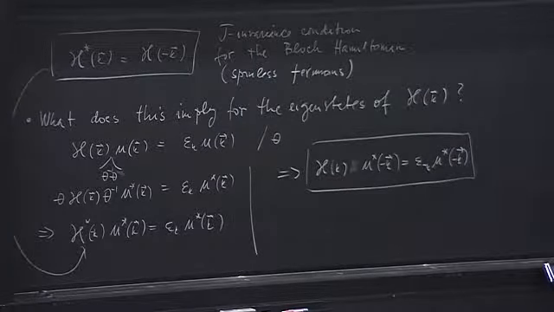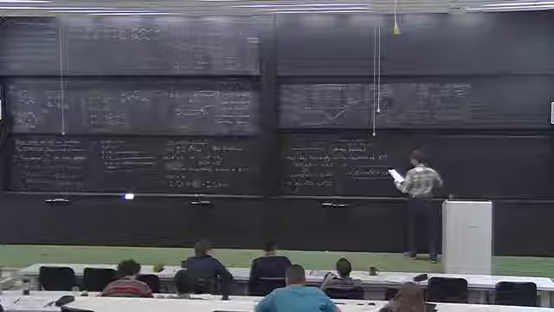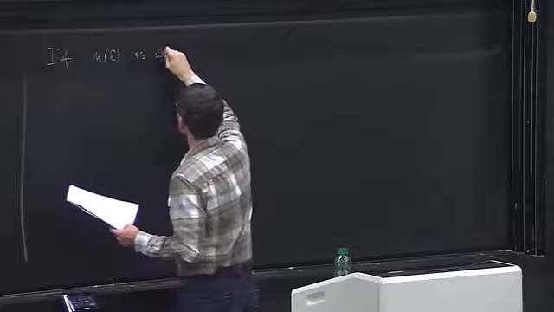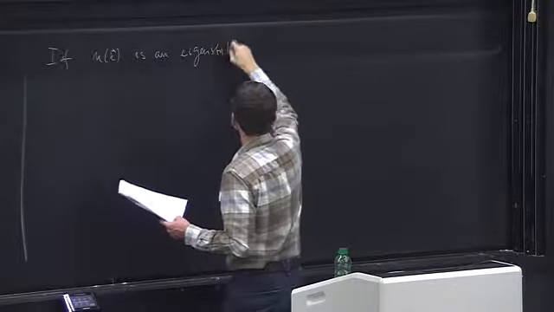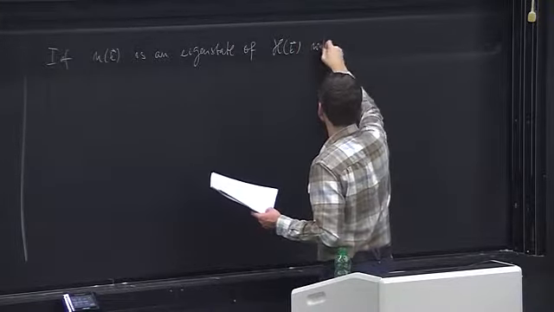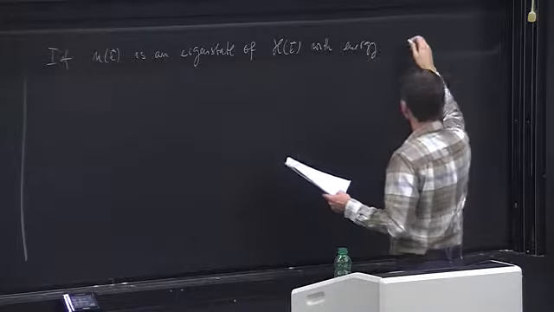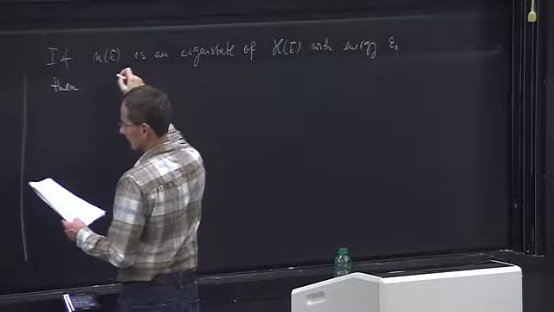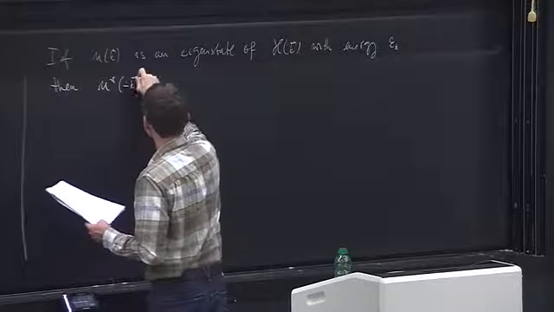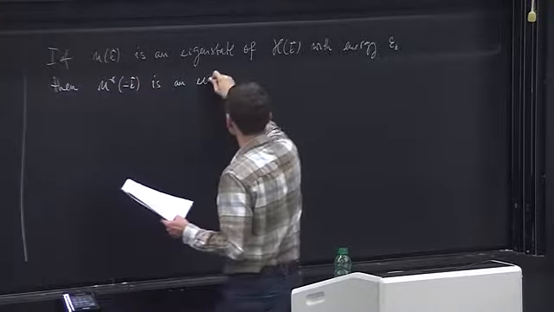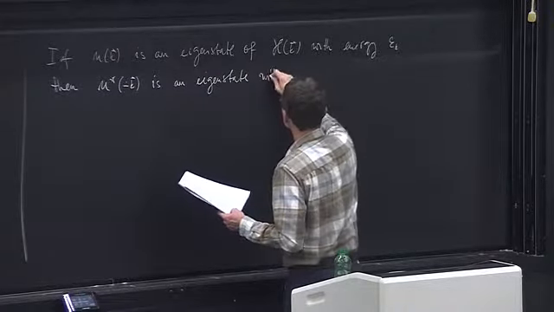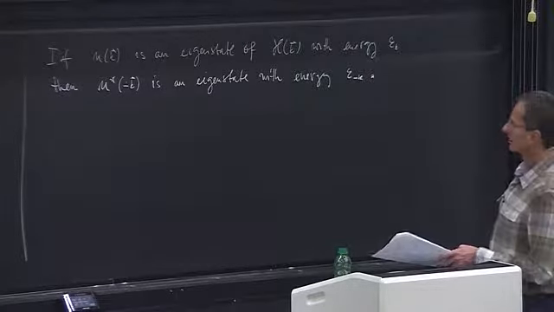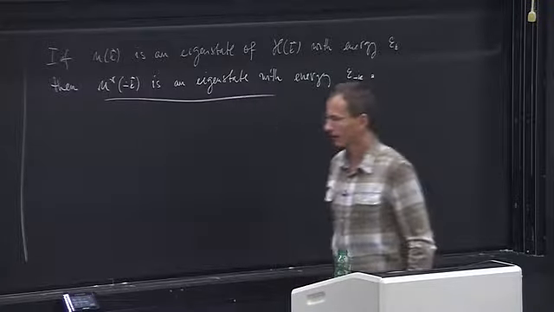In other words, what this is telling me is the following, and this is the last thing I want to write. This is telling me that if u_k is an eigenstate of h of k with energy epsilon k, then u star minus k is an eigenstate with energy epsilon minus k. Okay? So this is the condition on the eigenstates, and next time we will discuss the inversion symmetry and how that constrains the graphene Hamiltonian.